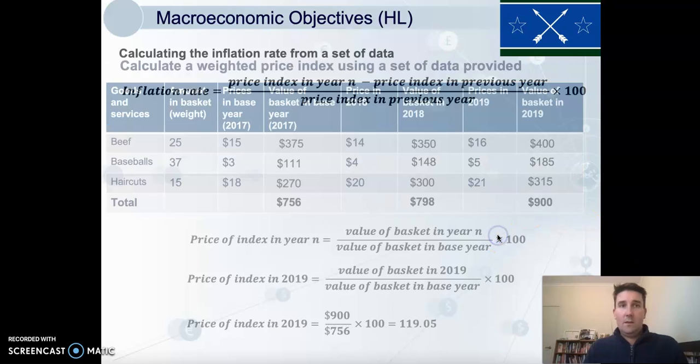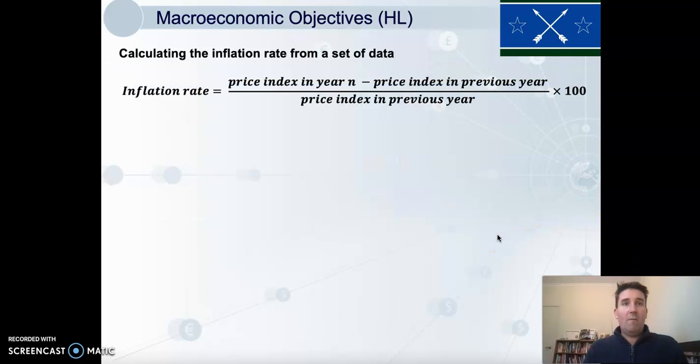What's next? Once we have the weighted price indices, it is relatively easy to calculate the inflation rate. It's our old friend, the percentage change. We see that a fair bit in this course. The equation is as follows: price index in year N minus price index in the previous year, divided by the price index in the previous year, times 100 to get the percentage.